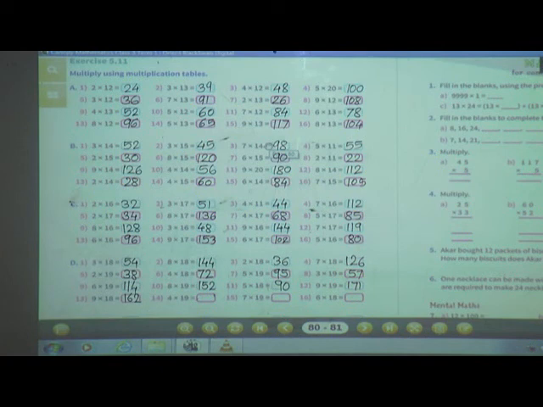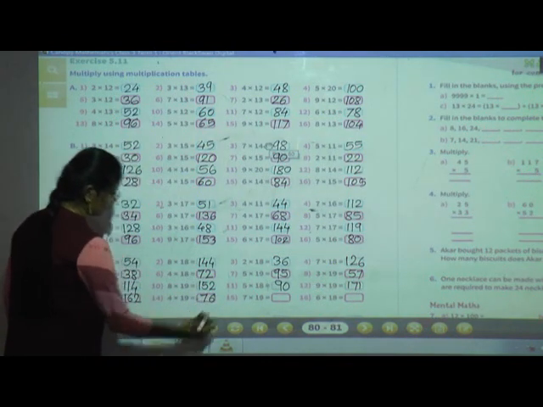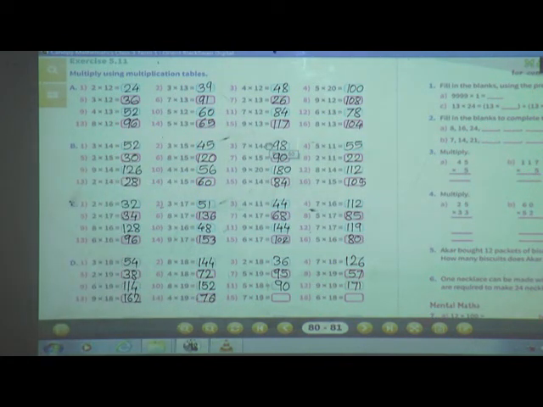Next, 4 into 19. Say the table of 19 now. 19 fours are, yes, say the table. 19 fours are 76. Next, 7 into 19. Again you have to say the table of 19 only. 19 sevens are, say the table. 19 sevens are 133.